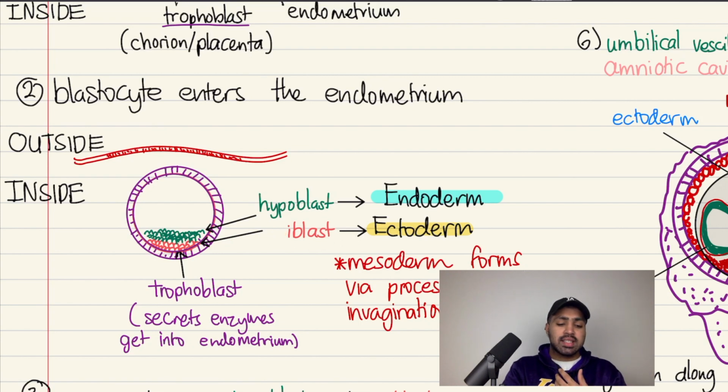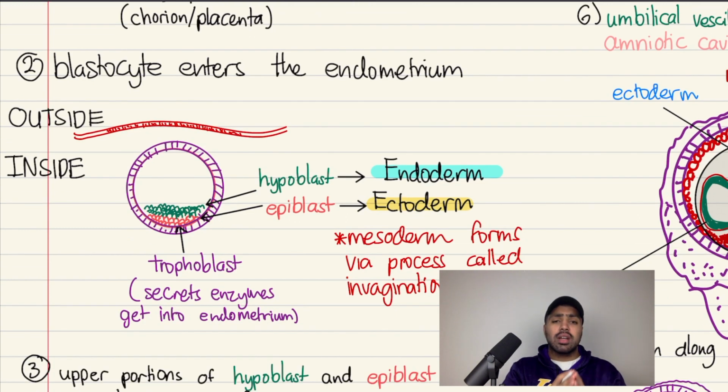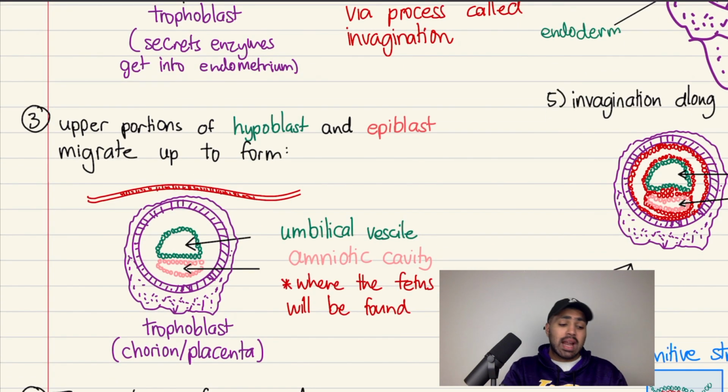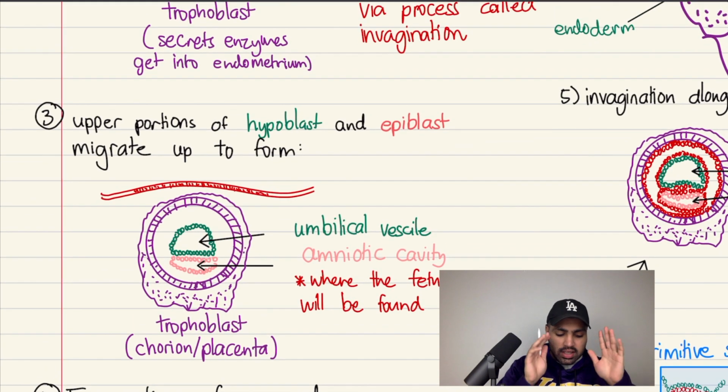And just know that the hypoblast is essentially going to develop into the endoderm, and the epiblast is going to develop into the ectoderm. So you might be asking yourself, hang on, we have another layer we talked about, the mesoderm. What's happening to the mesoderm? The mesoderm is essentially going to be formed through the invagination of the ectoderm. And we're going to talk about that in just a second. Don't worry about it. So the next step that happens is the upper portion of the hypoblast and the epiblast will migrate up to form this new structure right here. And this is the umbilical vessel that we see right over here, and the amniotic cavity right over here. And the amniotic cavity is where the fetus itself will actually be found. So let's just keep that in our heads.